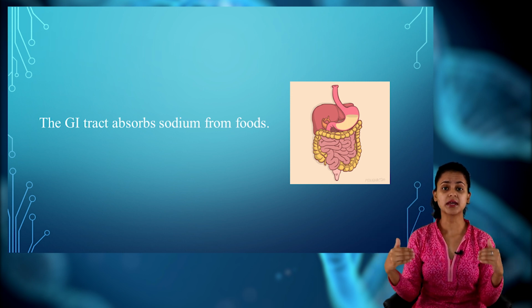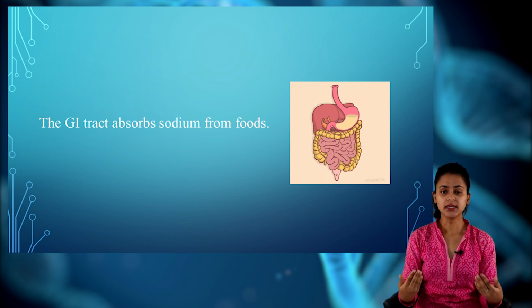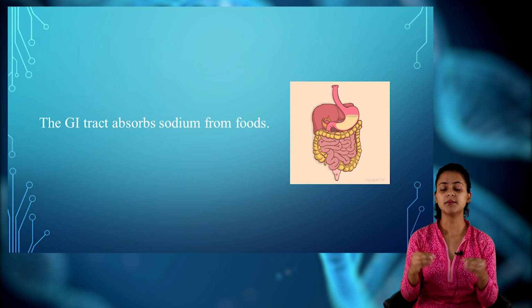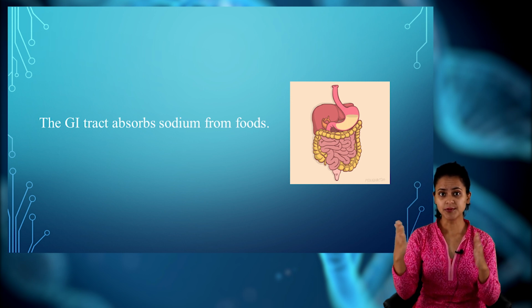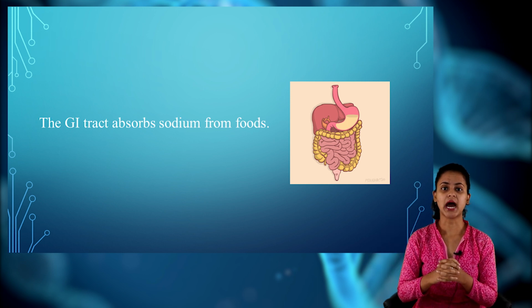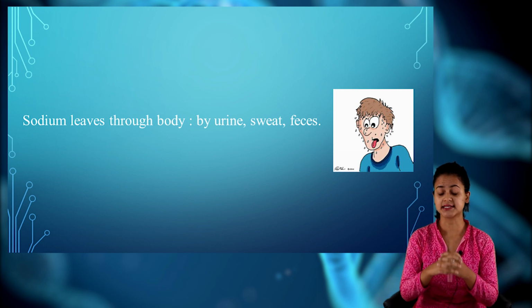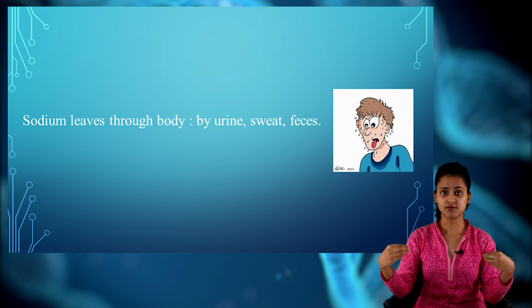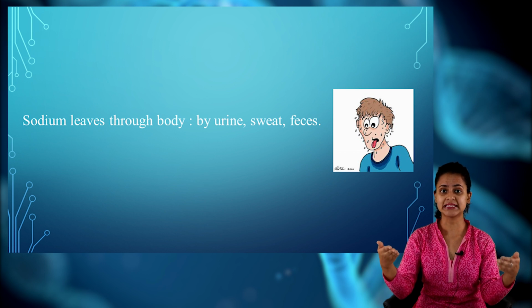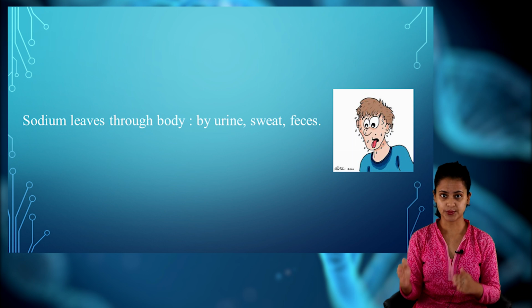Now, how does sodium leave our body? It leaves through urine and sweat. Even some amount of sodium can leave through the feces as well. So here, absorption takes place from the gastrointestinal tract. The majority of the sodium will leave our body through sweat as well as urine. Sometimes the person will also have some amount of sodium in their feces, which excretes sodium out of the body.